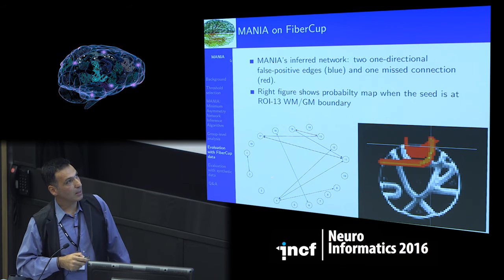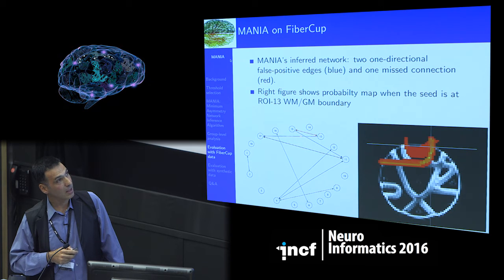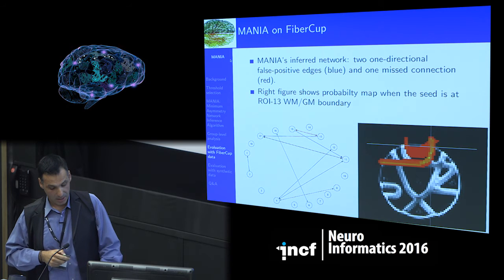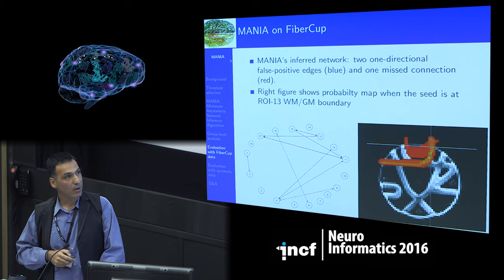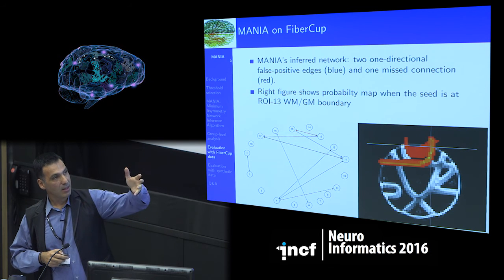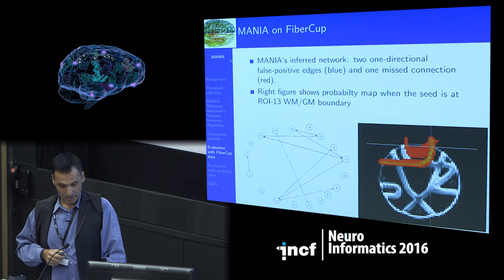And when you look at the network that we infer, most of the connections are there, but there are 2 false positives and 1 false negative in the MANIA results. And if you look more closely at the connectivity maps that come out of probabilistic tractography, you can understand that the problem is not really so much with MANIA itself, but with these probabilistic tracks, streamlines that are going the wrong way essentially.